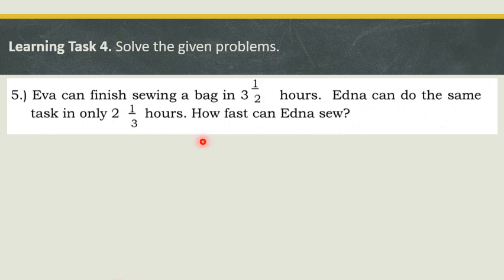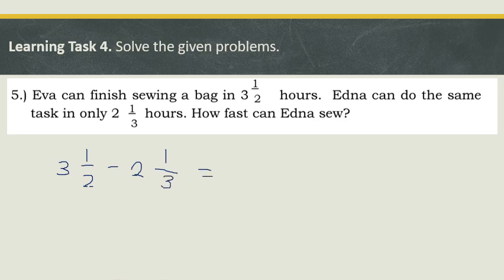Number 5, Eva can finish sewing a bag in 3 and 1/2 hours. Edna can do the same task in only 2 and 1/3 hours. How fast can Edna sew? Kung ang tanong is how fast can Edna sew, automatic na po na kaya niyang gawin yun ng 2 and 1/3 hours. Siguro ang tanong dito is gaano mas mabilis si Edna kaysa kay Eva. Pag yun pa ang tanong, i-subtract po natin siya. 3 and 1/2 minus 2 and 1/3.